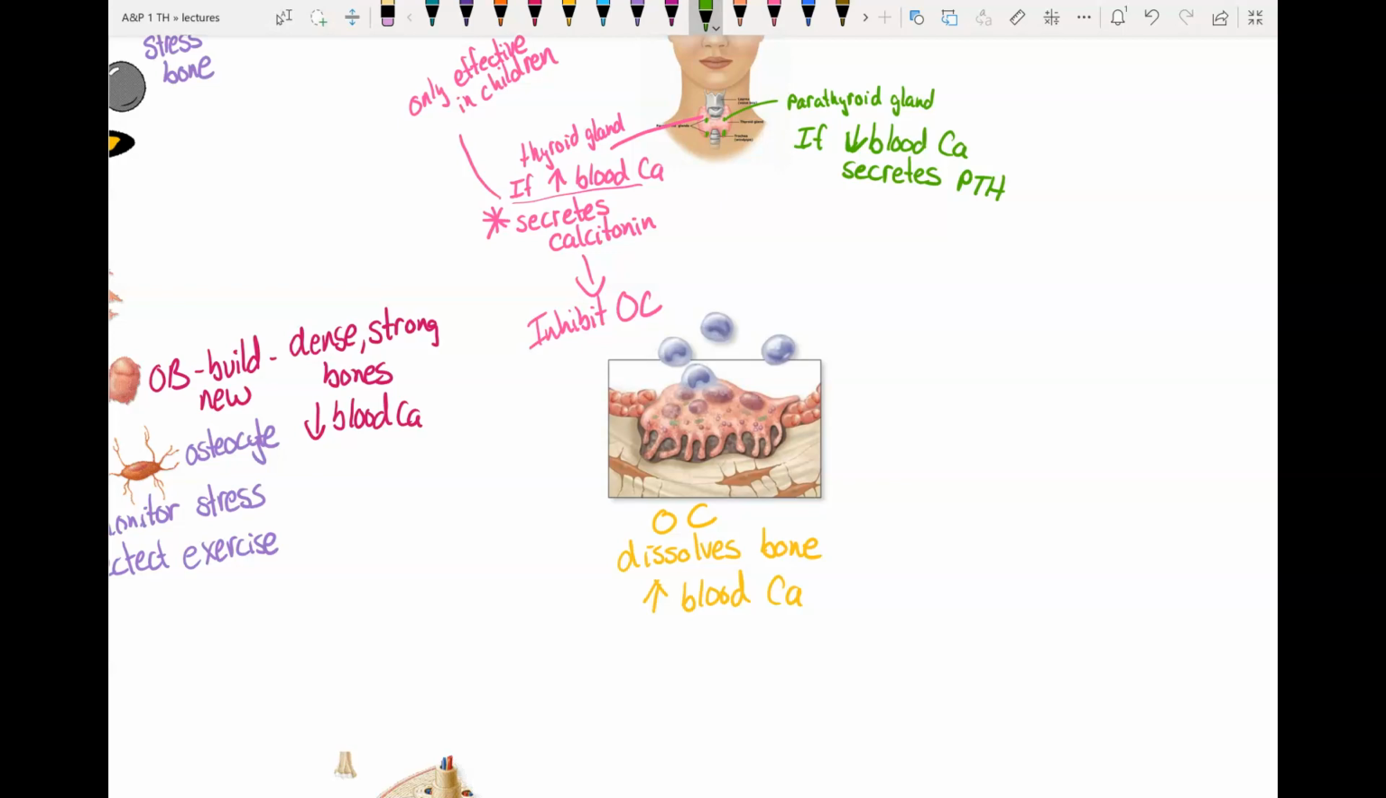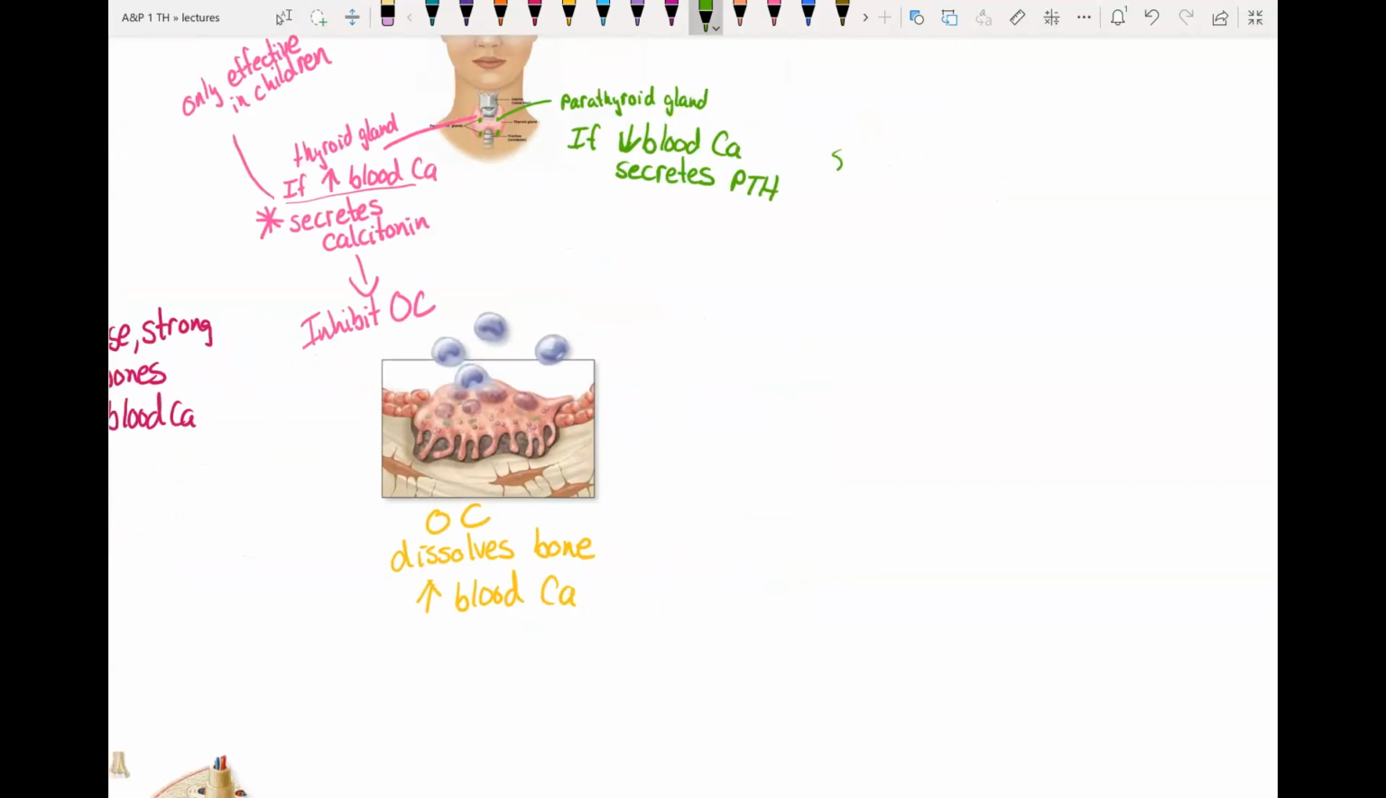PTH has a synergistic partner. Sometimes hormones work in partners. Think of this like Batman and Robin. Right? They work together to fight crime. So PTH is going to get its synergistic partner, which is calcitriol.